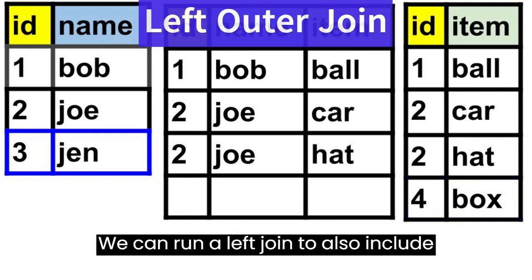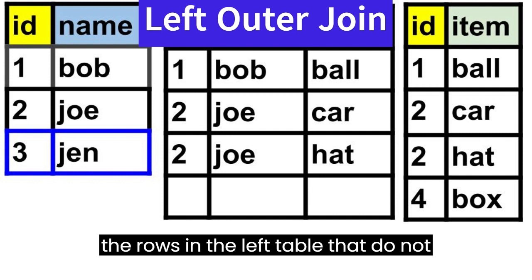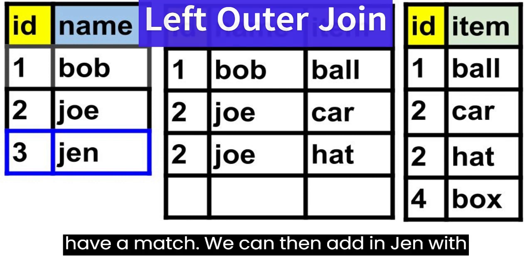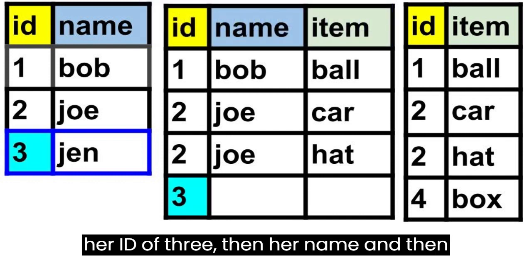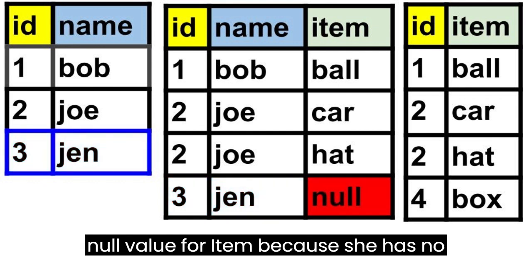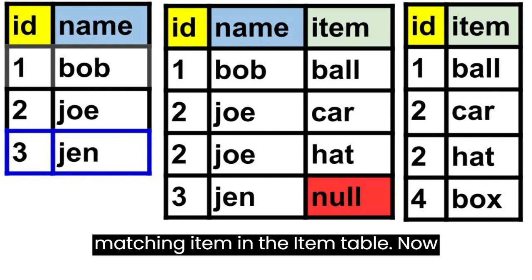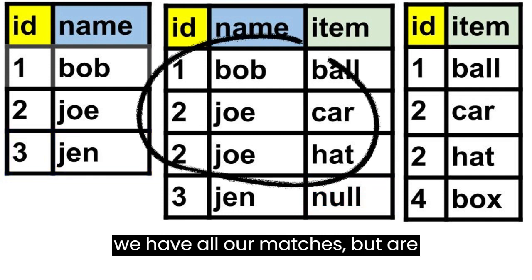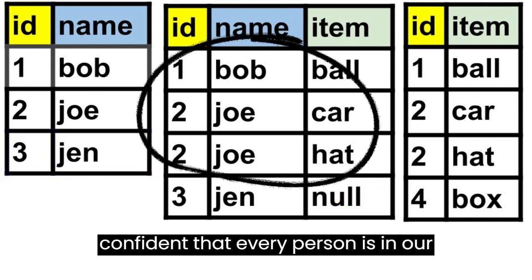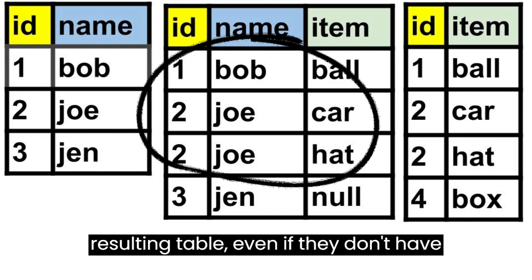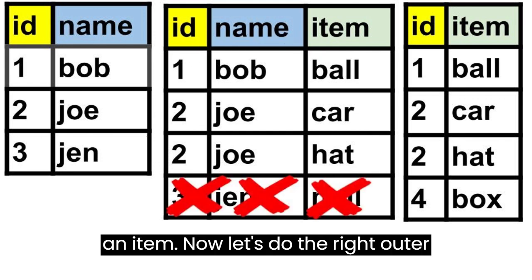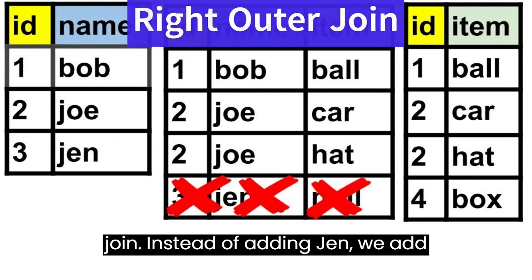We can run a left join to also include the rows in the left table that do not have a match. We can then add in Jen with her ID of 3, then her name, and then a null value for item because she has no matching item in the item table. Now we have all our matches, but are confident that every person is in our resulting table, even if they don't have an item. Now, let's do the right outer join.